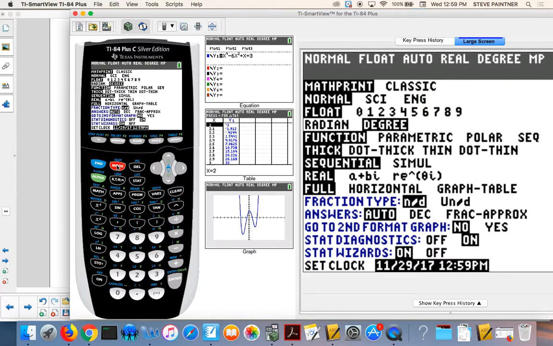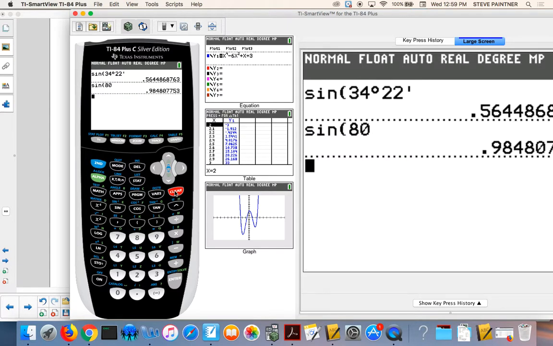Okay? All right. Come on back. Let's go like this. This is my answer for sine. I know cosecant is the reciprocal, so I got to reciprocate this. There's a button that will always reciprocate your answer.